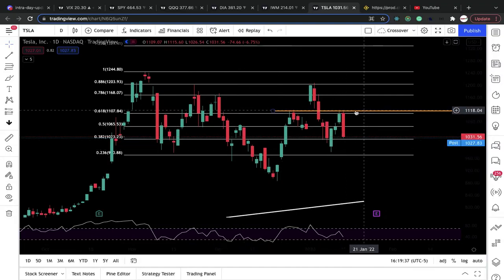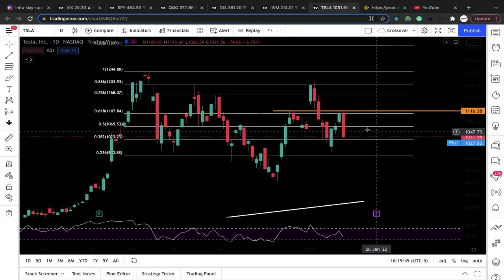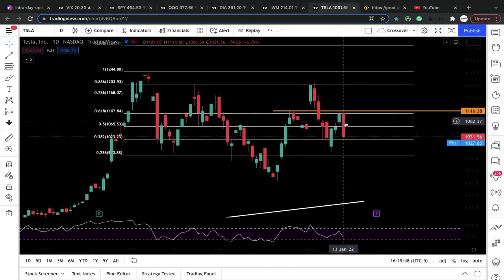Either way, I will not be bullish on Tesla unless we can break this orange line at 1116. Tesla above 1116, I'll be bullish. Okay, other than that, it looks like it's heading down lower. This is a falling knife. Try not to catch it unless we get evidence of bullish momentum.